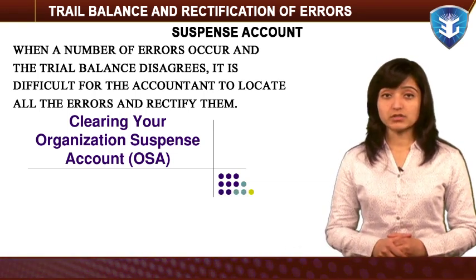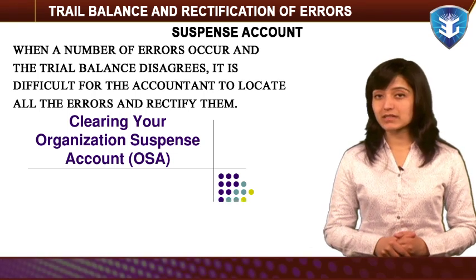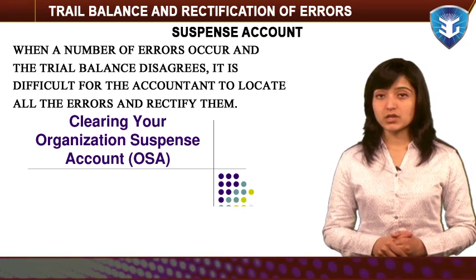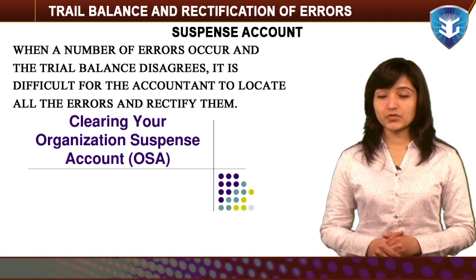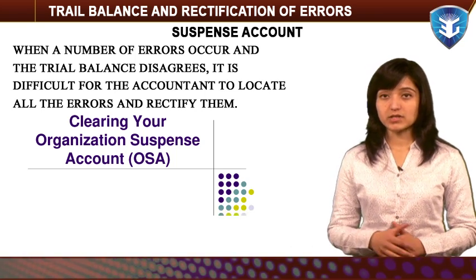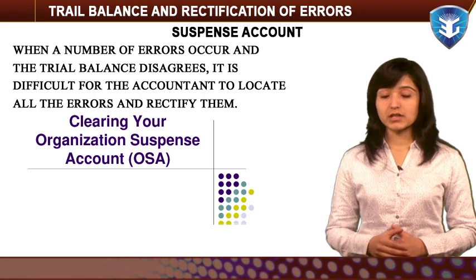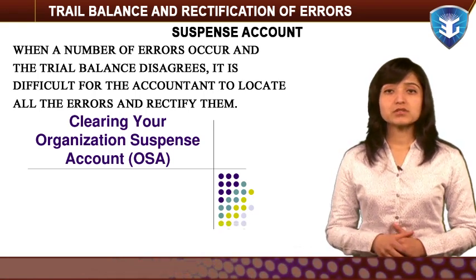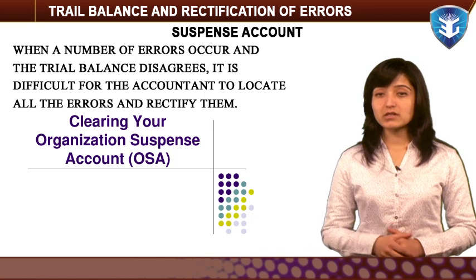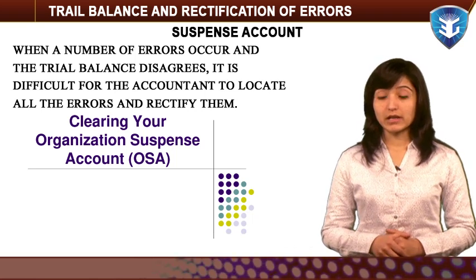In this situation, the accountant introduces a suspense account in the trial balance to make it agree and proceeds further to prepare the profit and loss account and the balance sheet. The accountant manages to tally the trial balance by putting the difference between the debit and credit side on the shorter side of trial balance.